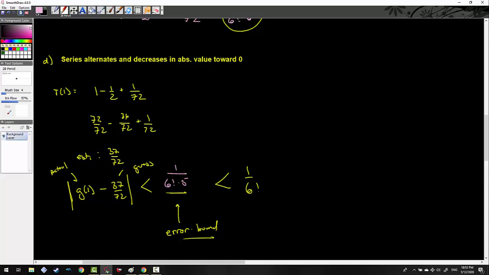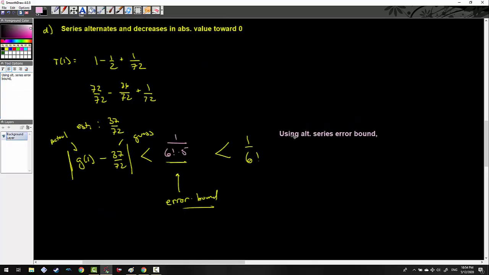So what I can say then is, using alternating series error bound, our estimation will be less than, I'll write this part out because I can't do this on the typing, 1 over 6 factorial. And I believe that will wrap it up for this crazy FRQ.